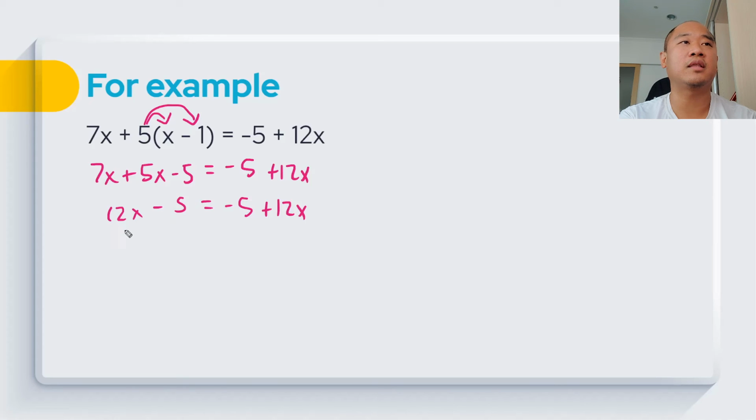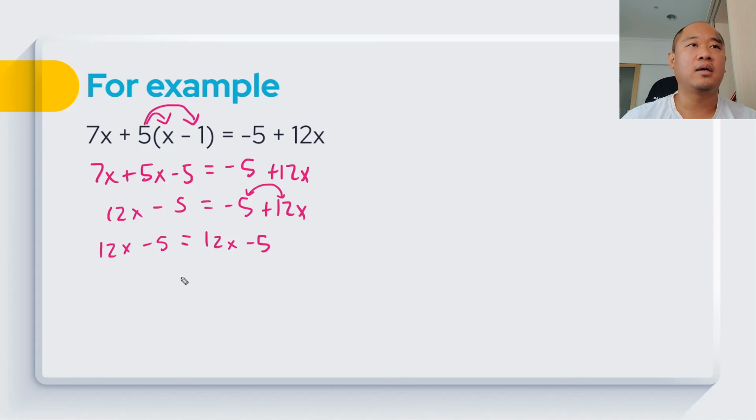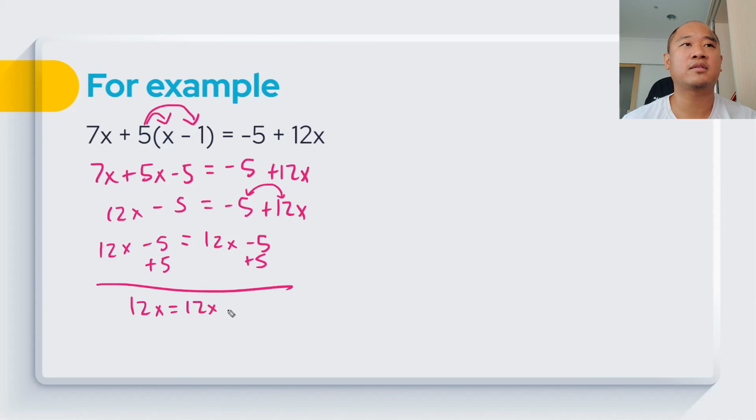And using the commutative property, we can move these two around, right? 12x minus 5. And we can stop here. We can see that both sides of the equal sign are identical. I mean, you could keep going if you wanted. You could add 5 to both sides and you get 12x equals 12x. And then you could divide both sides by 12 and that would be x equals x. And here we go. This is an identity.